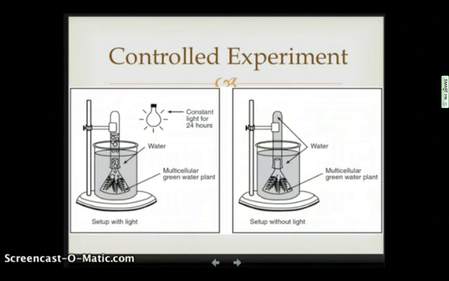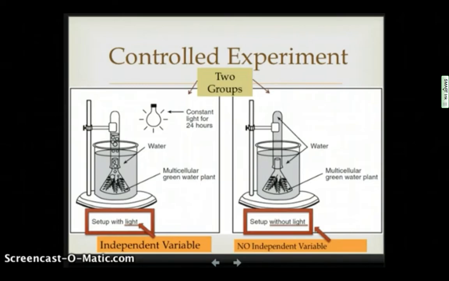A controlled experiment. Take a look at the picture in front of you and make some observations. Well, one thing that you should notice right away is that there are two different groups or two different setups here. They are similar with the exception of one thing. What is the one thing that's different? One setup is with light and one setup is without light.